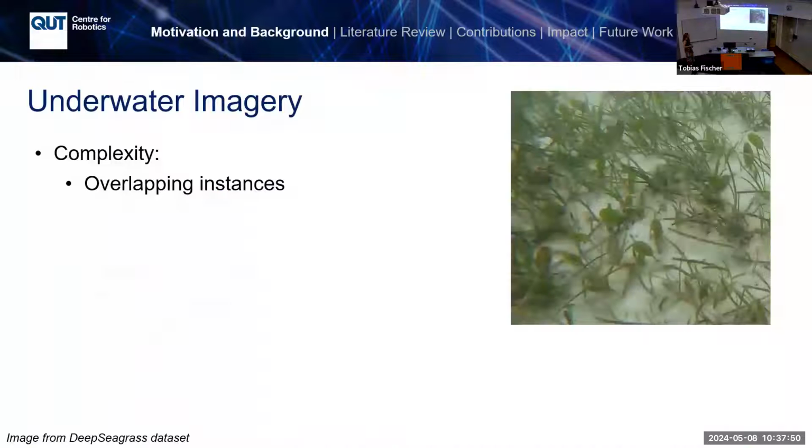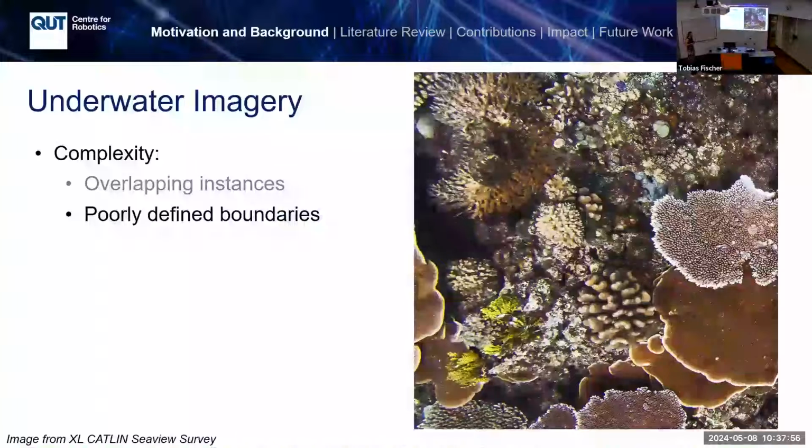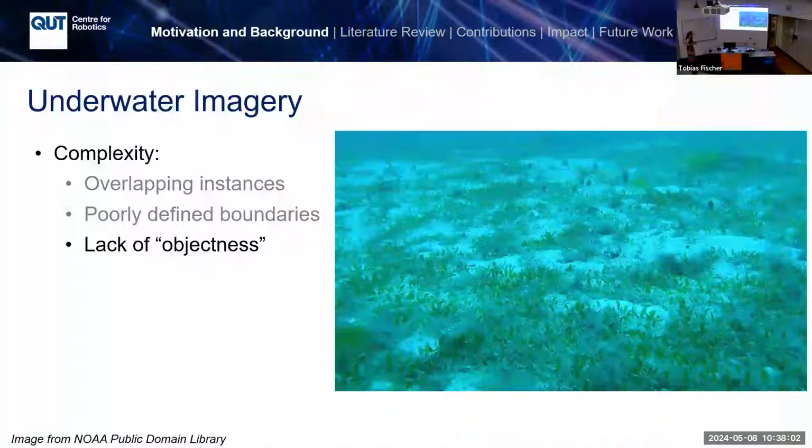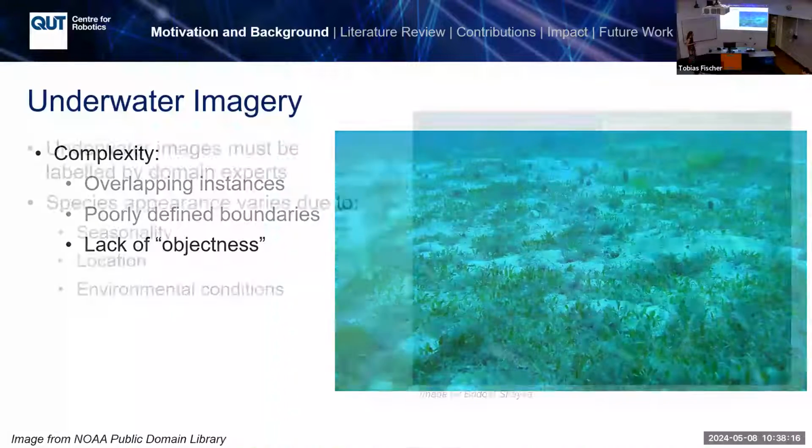Underwater images are also highly complex, so it's common to have really overlapping instances in these images, and the boundaries are often poorly defined as well, so it's hard to tell where one thing ends and the next thing begins. There's also a clear lack of objectness. As I mentioned earlier, in typical applications, we have clearly defined objects. Here, we're interested in the seagrass, but it's not a single object in this image. Instead, it's growing as a carpet over the seafloor.